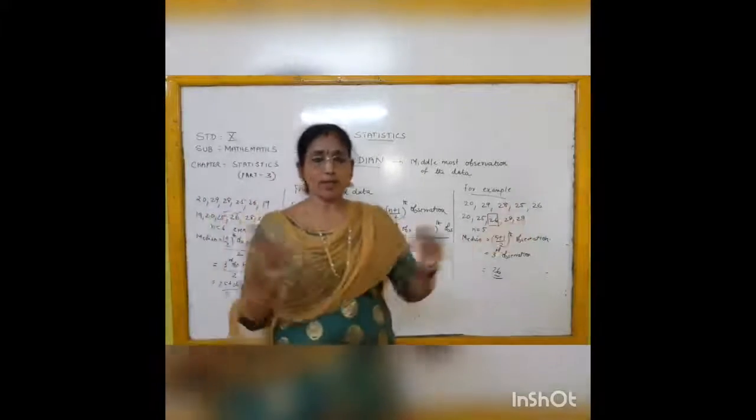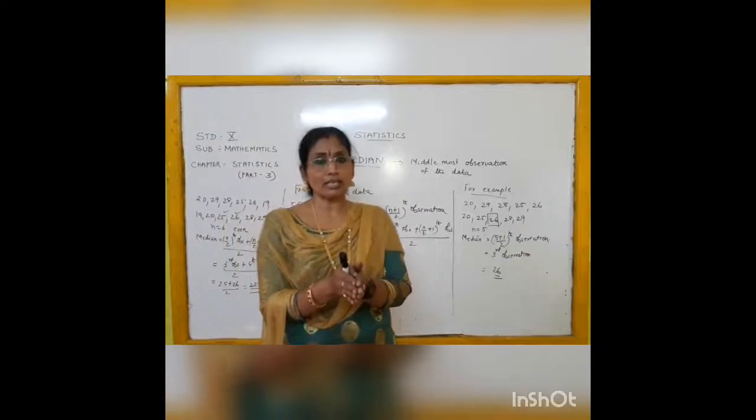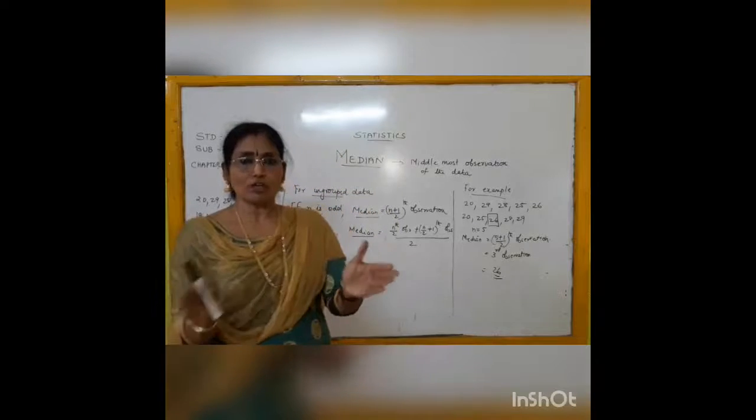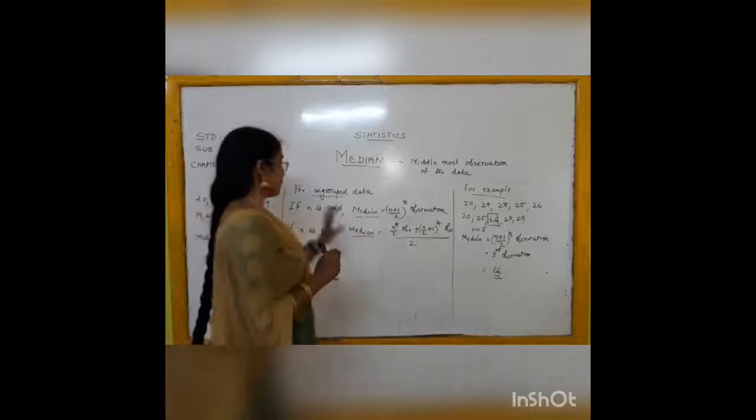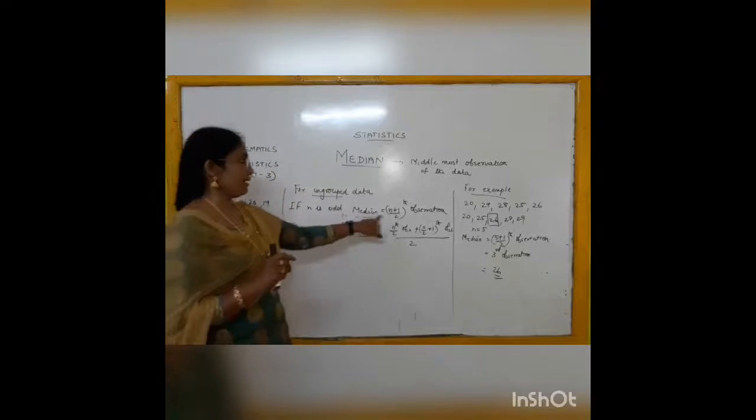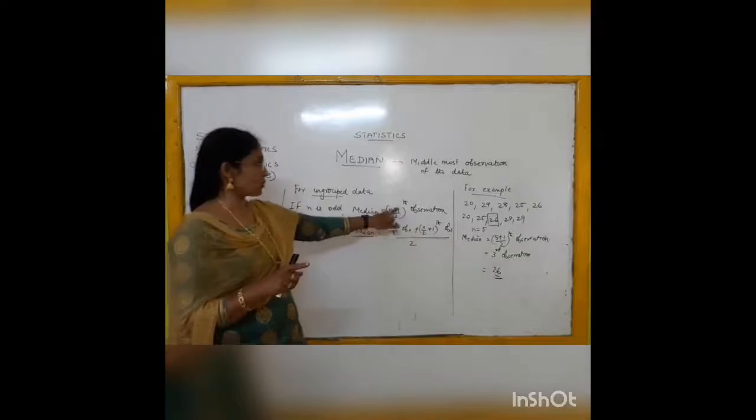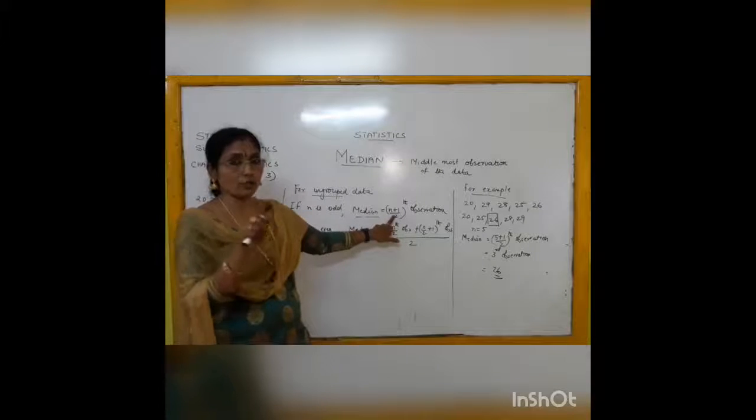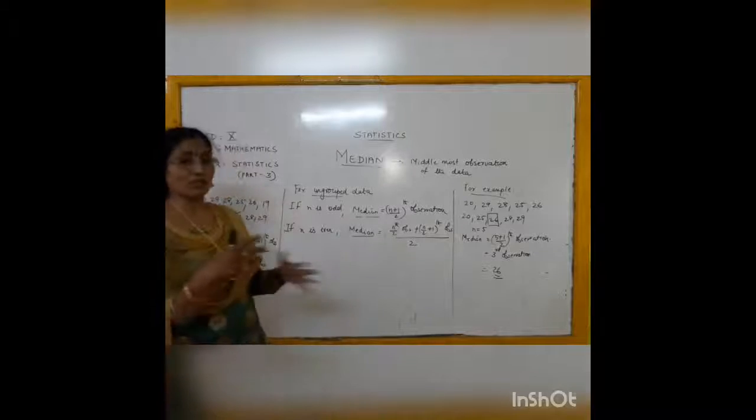Suppose 5 students are sitting on a bench. You know which one is exactly the middle, isn't it? The third one will be exactly the middle. That means the middlemost observation. We say that the median is equal to the middlemost observation of the data. So if n is odd, the median is the (n plus 1) by 2th observation. That means if n is 5, it is 5 plus 1 by 2, that means 6 by 2, the third observation. The answer is not 3; it's the third observation.